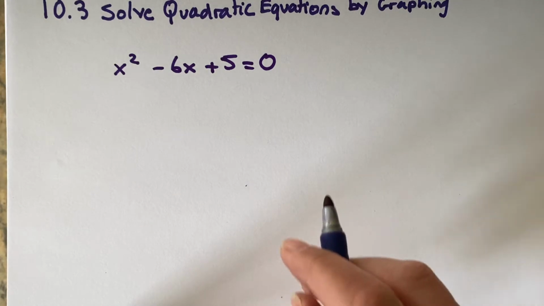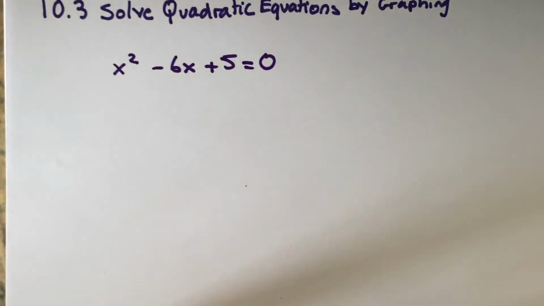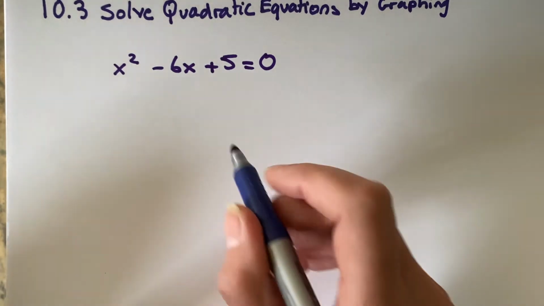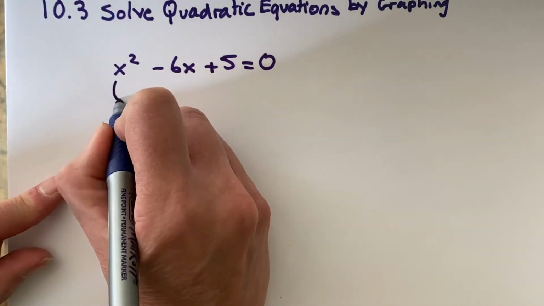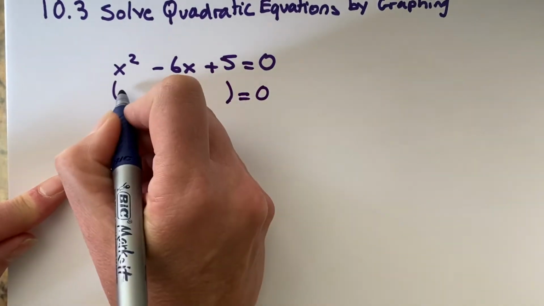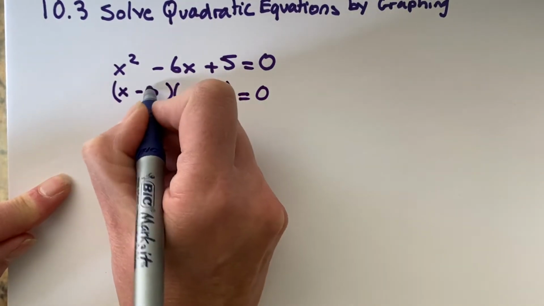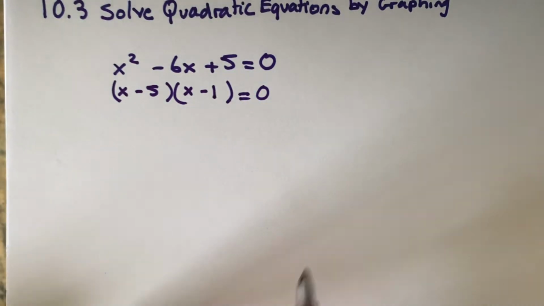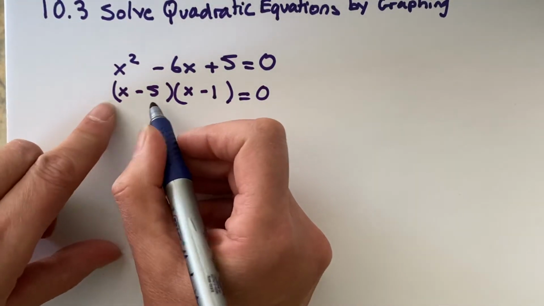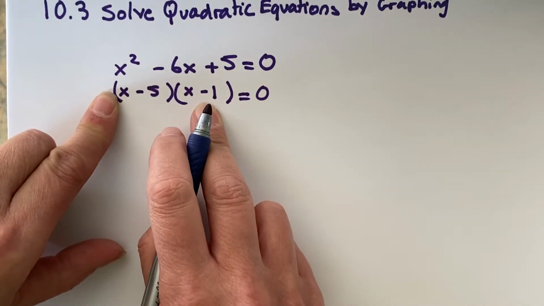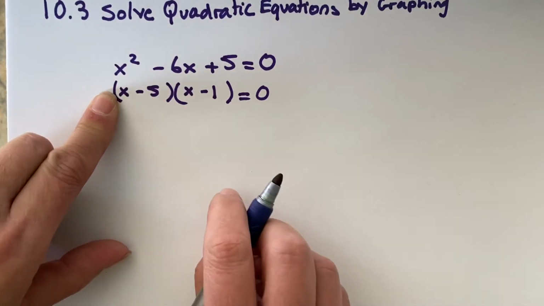We spent almost all of chapter 9 learning how to factor equations just like this. So if we were to factor this, and we've done this before, I would factor it as x minus 5, x minus 1. And when we get to this point, we'd say, well, either x minus 5 has to equal 0 or x minus 1 has to equal 0 for this to be true, right?